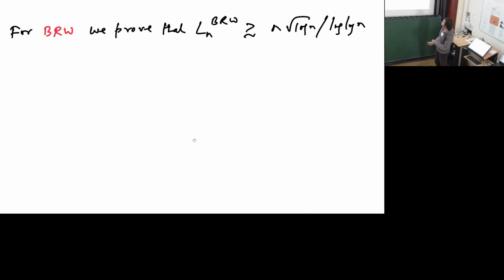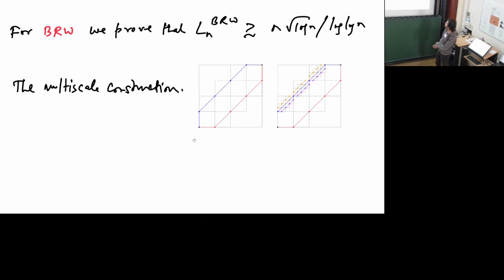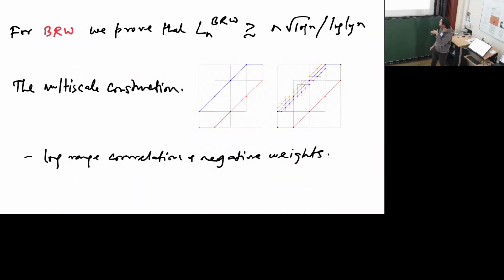Okay, and then for branching random walk, we proved this n root log n lower bound, and again the construction is multi-scale. You take these two different routes, you see which one has a higher Gaussian value or Gaussian sum, and then you alternate per scale. Again, I don't want to go too much into this, but the point is that this long range correlation and the negative weights make the lower bound slightly smaller. And again, it's interesting to see what the truth is.